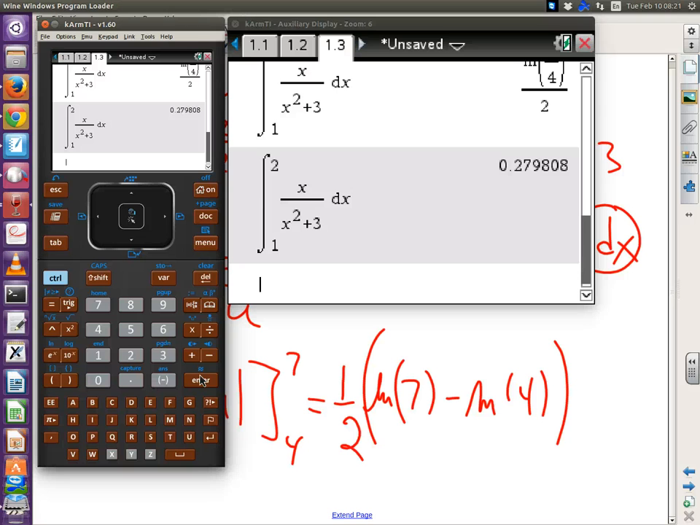Any questions on ln? Derivatives of ln or antiderivatives involving ln? Okay, we're good.